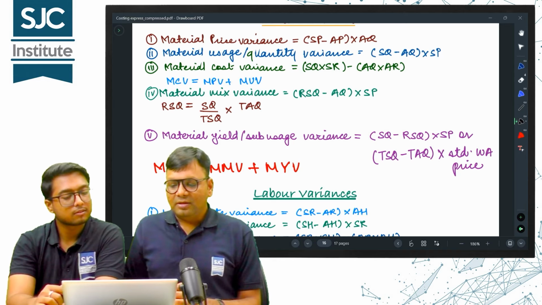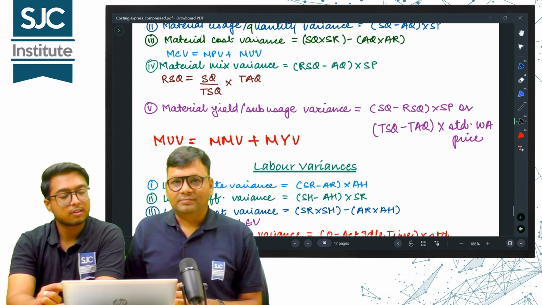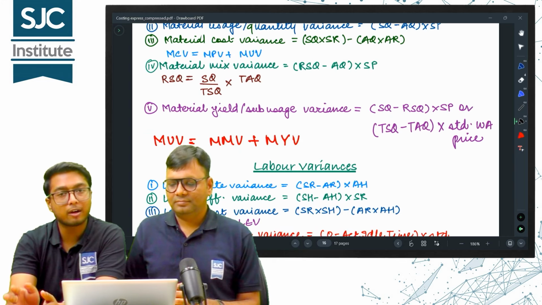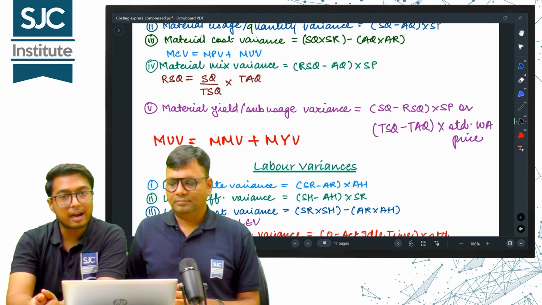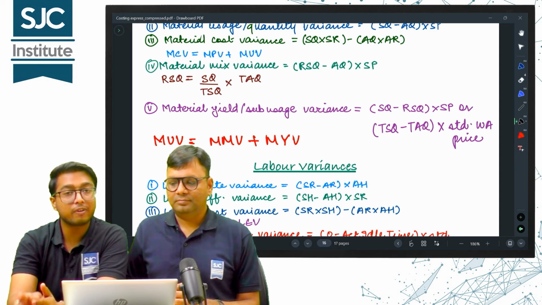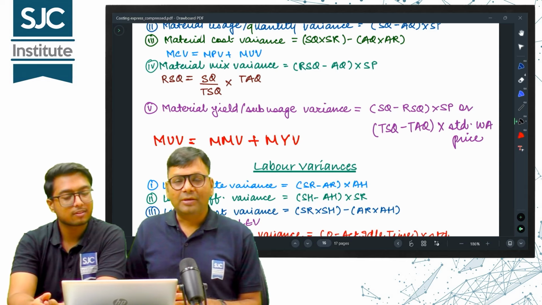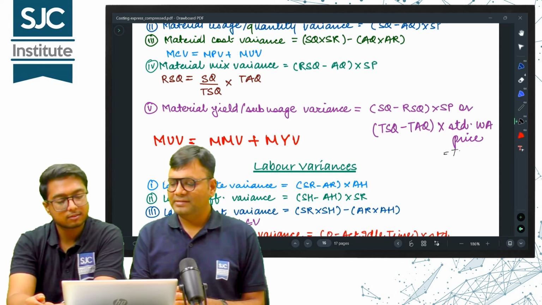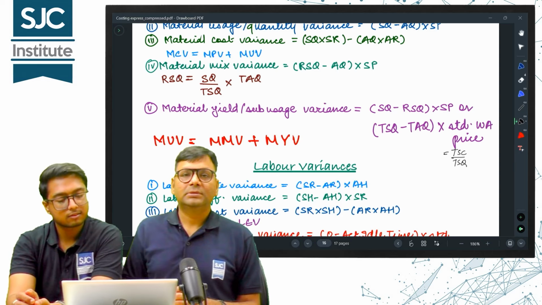Next is material yield or sub-usage variance. Standard quantity minus revised standard quantity into standard price, or total standard quantity minus total actual quantity into standard weighted average price. How to calculate the standard weighted average price? It is equal to total standard cost divided by total standard quantity.